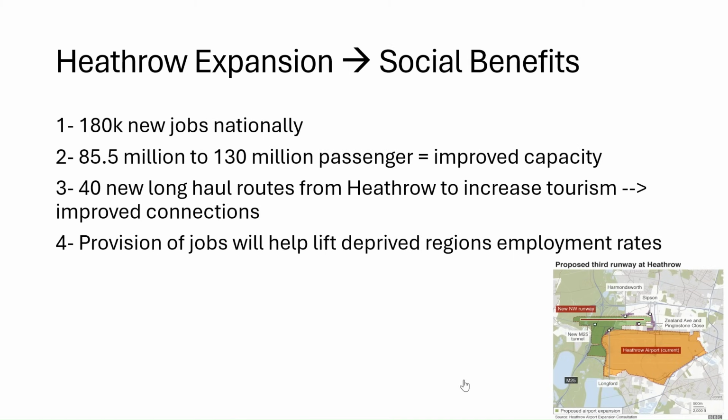Now, social benefits of the expansion: 180,000 jobs will be created nationally. There will be improved capacity to 130 million passengers per year. There'll be 40 new long haul flights, and this will increase tourism and connections in general, or bring more potential for migrants to move to the UK to help regenerate poorer parts. And there will just be a provision of jobs in general, which will lift deprived regions' employment rates.